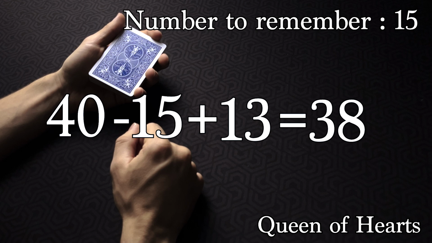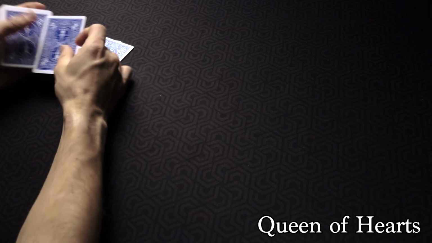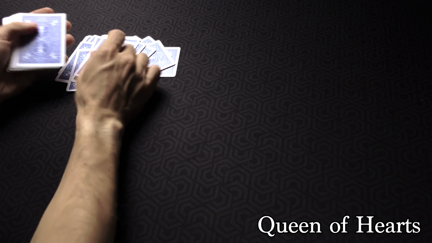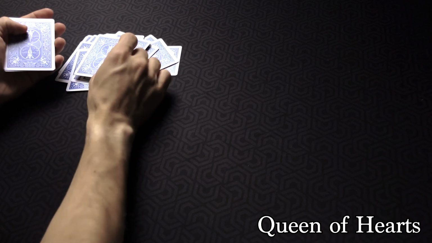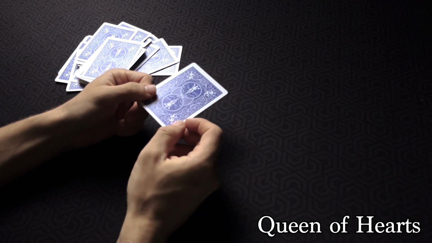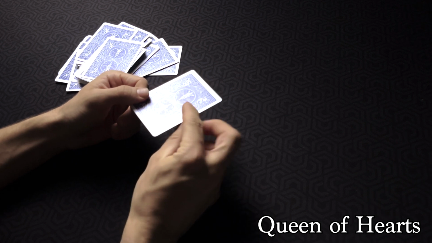You must also know that no matter what number your spectator gave you earlier in the trick, you must always start with 40 and then add 13 at the end. Since the value of this equation is 38, you must deal 37 cards on the table to reach the 38th card. Once you've reached the 38th card, simply ask your spectator what was his card, and he will always be stunned by your performance.